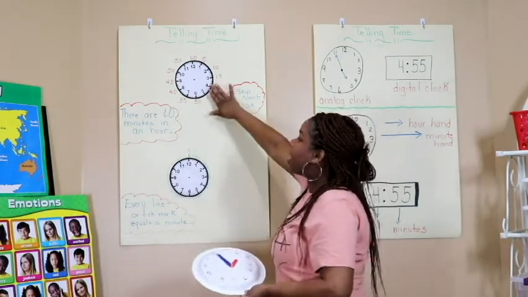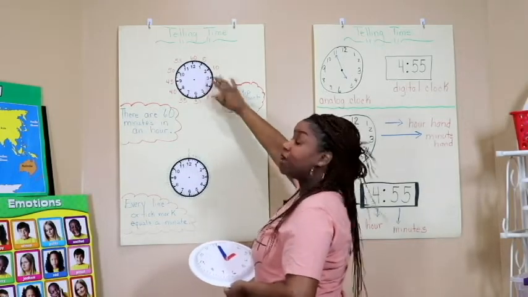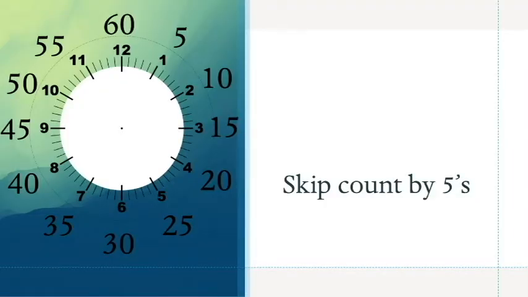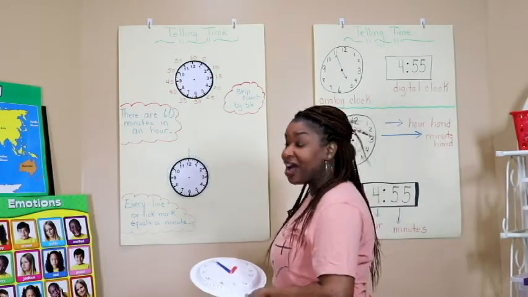Now, let's look up at our clock that we have on the chart. If we skip count by fives, we start at the number 1, which represents 5 minutes. 2 represents 10 minutes. 3 represents 15 minutes. 4 represents 20 minutes. 5 represents 25 minutes. 6 represents 30 minutes. 7 represents 35 minutes. 8 represents 40 minutes. 9 represents 45 minutes. 10 represents 50 minutes, 11 represents 55 minutes, and 12 represents 60 minutes, and we also say o'clock when telling time. So, now, let's skip count by fives.